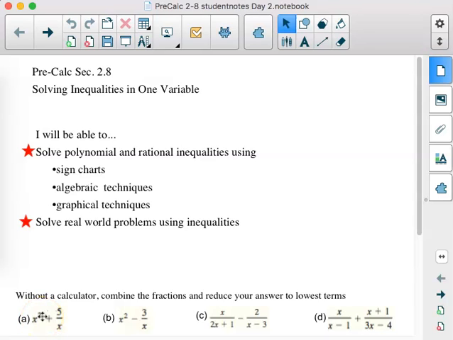We've already gotten ourselves pretty far on this list of objectives here. Solving polynomial and rational inequalities using sign charts, algebraic techniques, graphical techniques. Really, we've done all of that at this point. We just need to see some that are a little bit outside the box, and that we'll see more of today. And then solve real-world problems using inequalities. Definitely the last two that we'll work on today will meet that part of the objective.